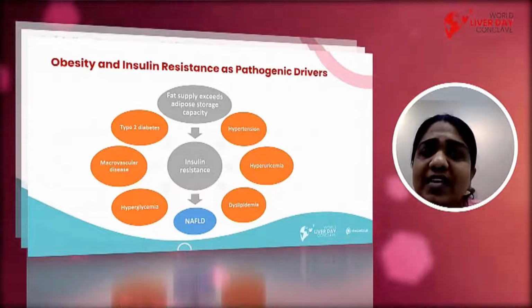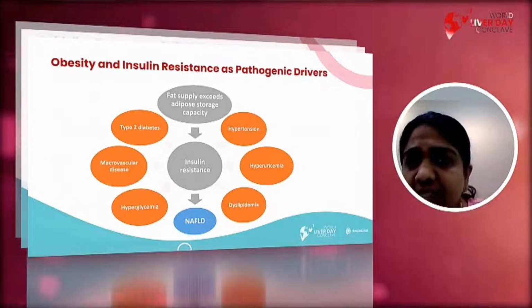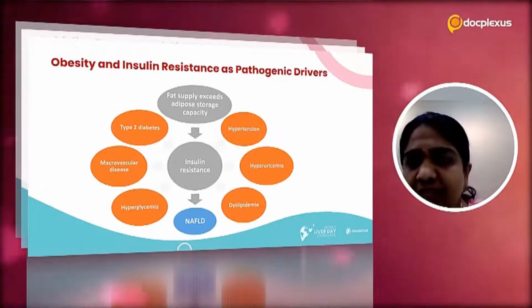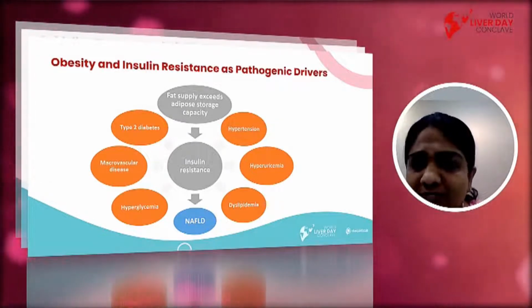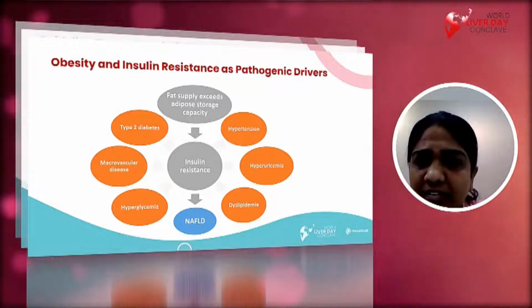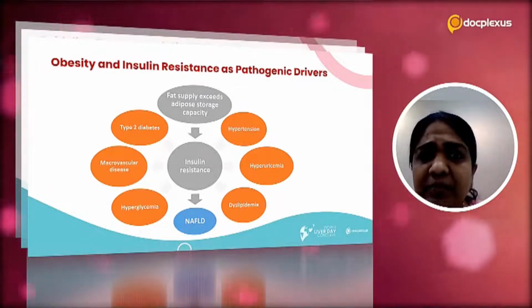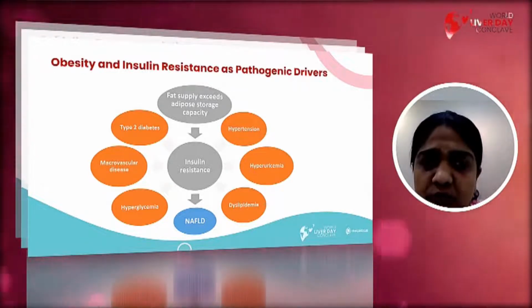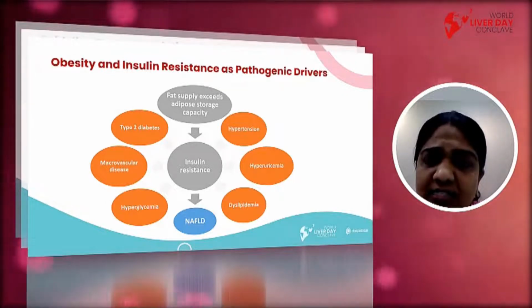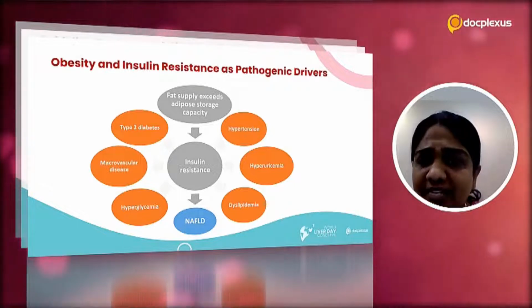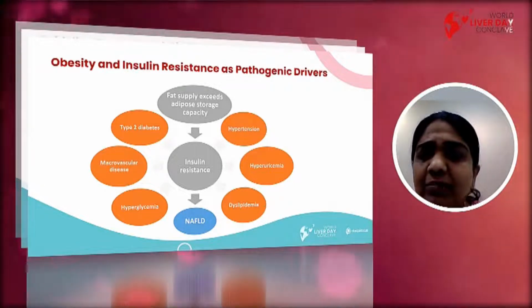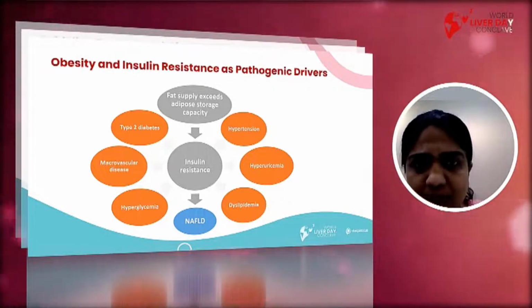So, when fat supply exceeds the adipose storage capacity, there is insulin resistance, which leads to NAFLD. Along with that, it also leads to dyslipidemia, hyperuricemia, hypertension, type 2 diabetes, macrovascular diseases, which include cardiovascular disorders, and hyperglycemia. All together, this makes the metabolic syndrome.